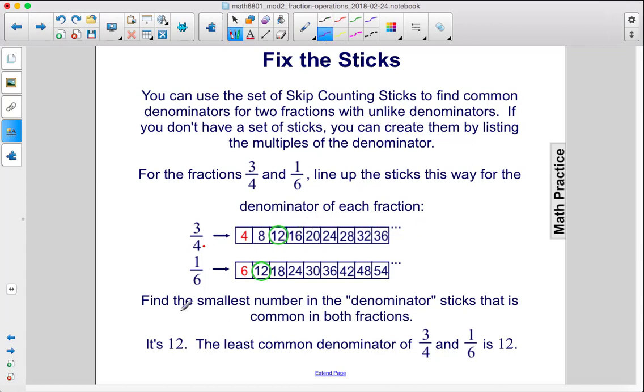And then you do the same thing for 6, because that's the denominator of the second fraction. So in the first square you have 6, then 12, 18. You just keep going for all the multiples. What you're going to do then is just find the smallest number in both of the sticks that's common in both fractions. So here we have 4, 8, 12. Here we have 6, 12. So 12 is the smallest number that both of these sticks have in common. So the least common denominator of 3/4 and 1/6 is 12.